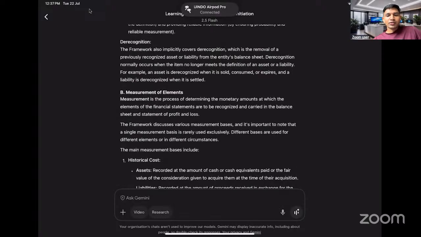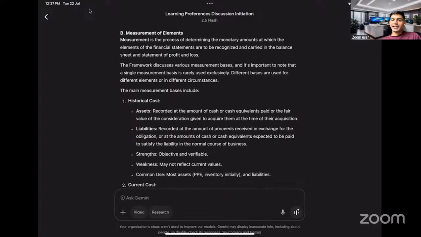The framework also implicitly covers derecognition, which is the removal of a previously recognized asset or liability from the entity's balance sheet. Derecognition normally occurs when the item no longer meets the definition of an asset or liability. For example, an asset is derecognized when it is sold, consumed, or expires, and a liability is derecognized when it is settled. Then we will see the measurement of elements.